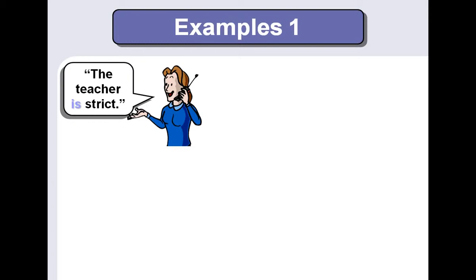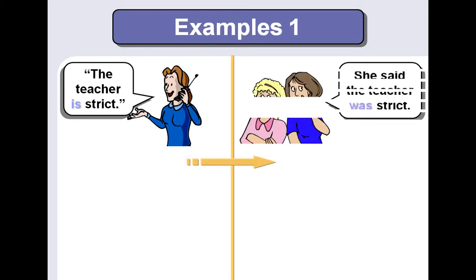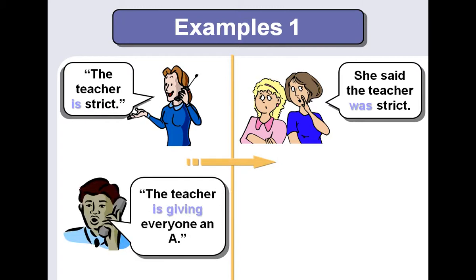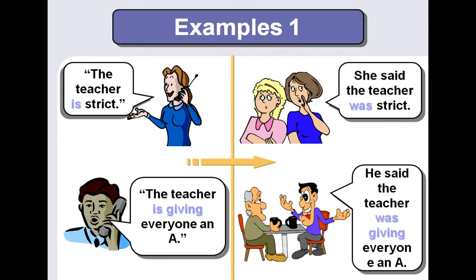Example 1. The teacher is strict. She said the teacher was strict. So is changes from the simple present to the simple past was. The teacher is giving everyone an A. He said the teacher was giving everyone an A. So is giving, the present progressive, changes to was giving, the past progressive.